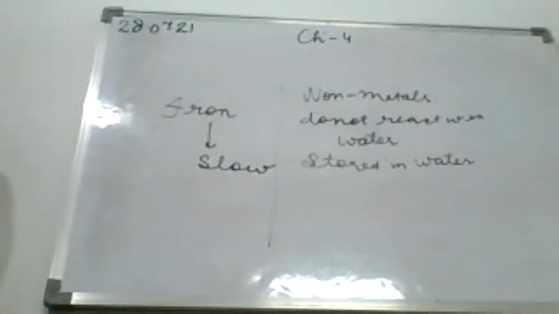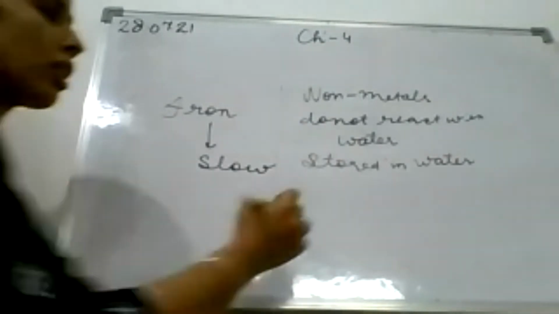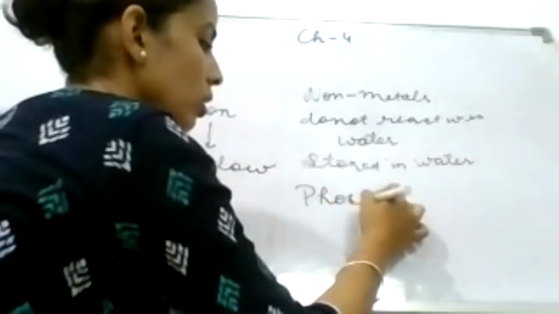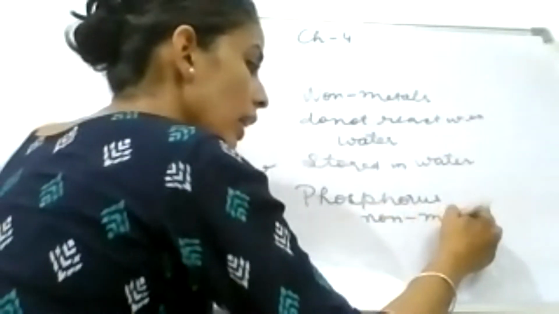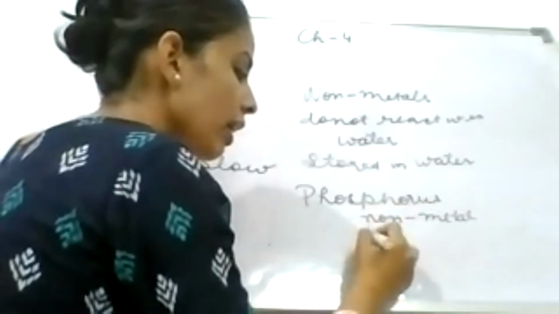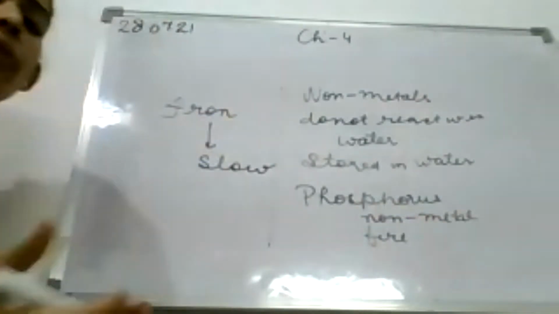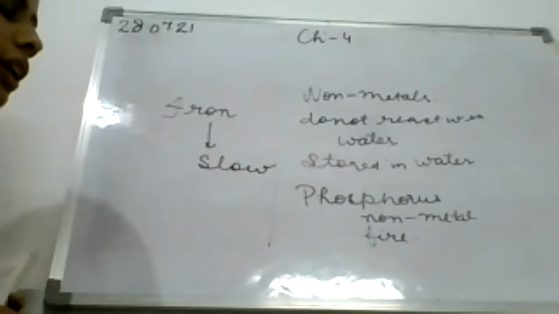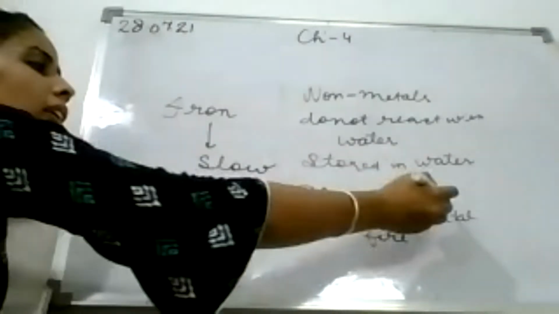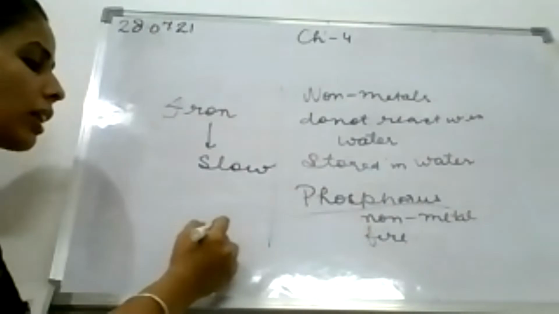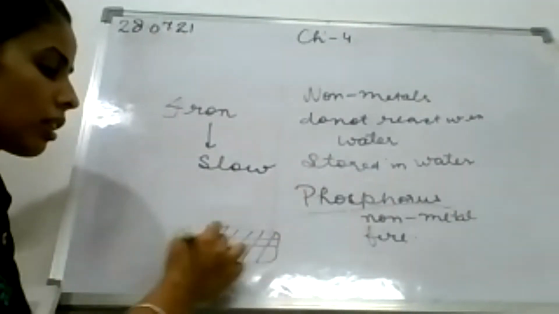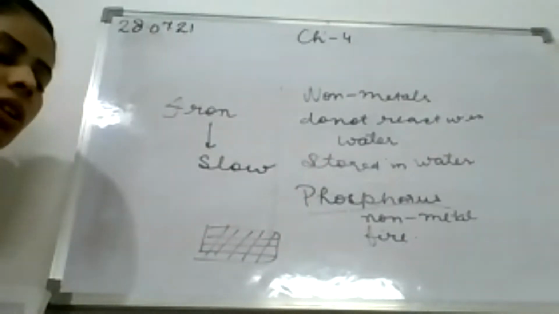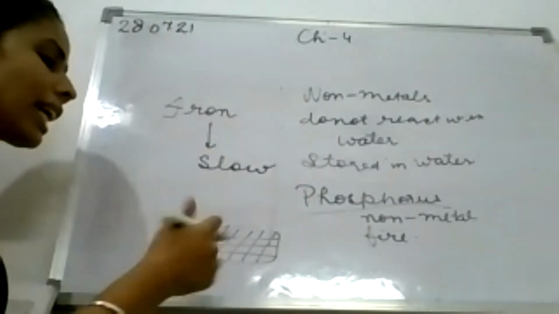Clear? But there is one example given in your book, of phosphorus. Phosphorus. Clear? It is a non-metal, but it catches fire in the presence of air or oxygen. Okay, so it catches fire. You might have seen the matchstick. On one side of it there is red color material. So when you rub the matchstick over it, then it catches fire.